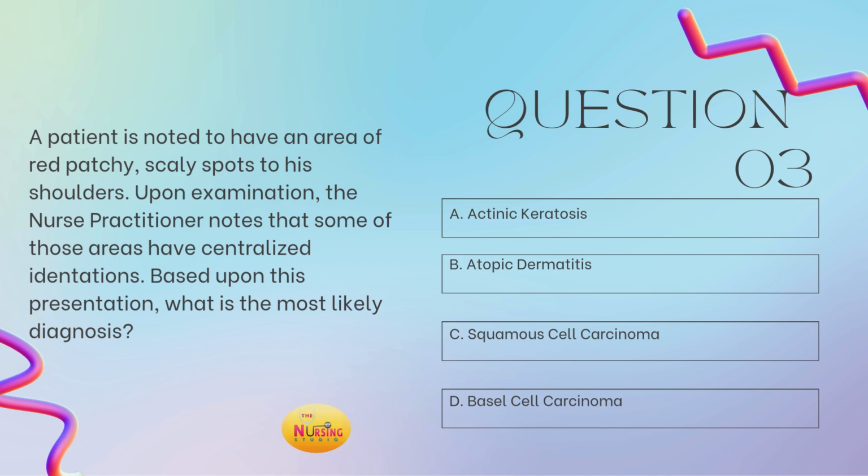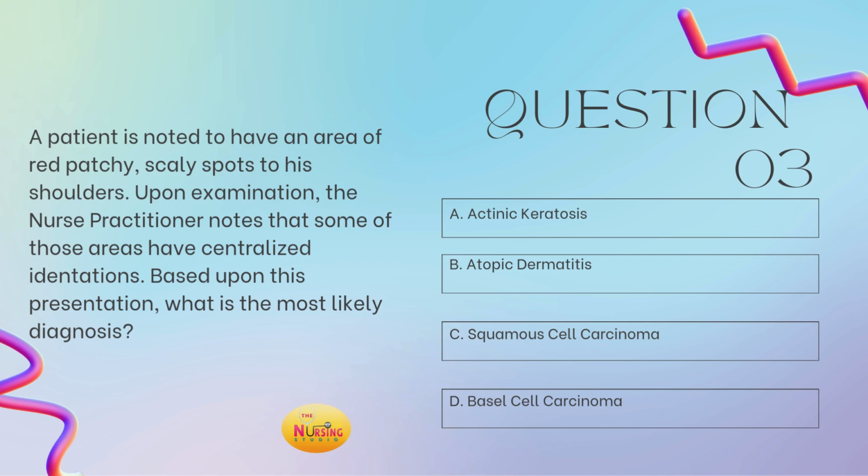So this patient came in, they have some red patchy scaly spots to the shoulders. On exam, the nurse practitioner notes some centralized indentations, right? So let's talk about it. These are sun exposed areas, shoulders, right? Red patchy scaly spots. We're starting to think of some derm. Remember, I always tell you location, location, location is key with derm as well.